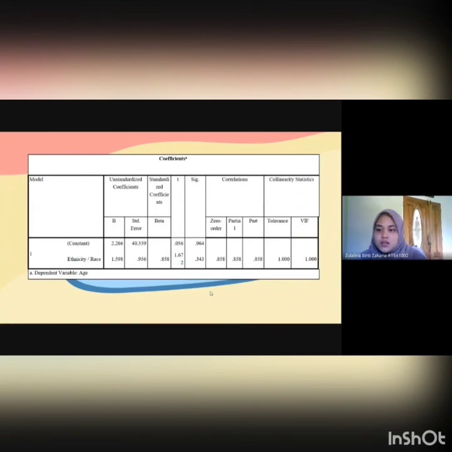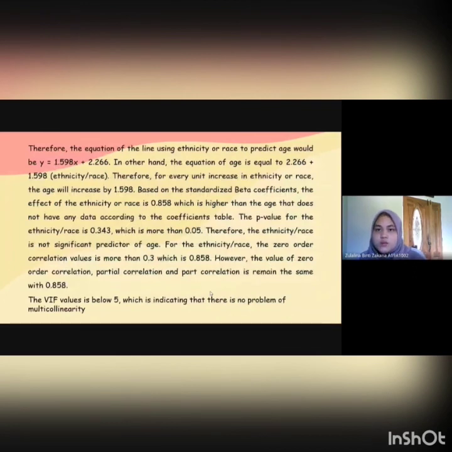We also can get the coefficient table from SPSS. The equation of a line is y equals mx plus b. Therefore, the equation of the line using ethnicity or race to predict age would be y equals 1.598x plus 2.266. In other words, age is equal to 2.266 plus 1.598 times the ethnicity or race. Therefore, for every unit increase in ethnicity or race, the age will increase by 1.598.